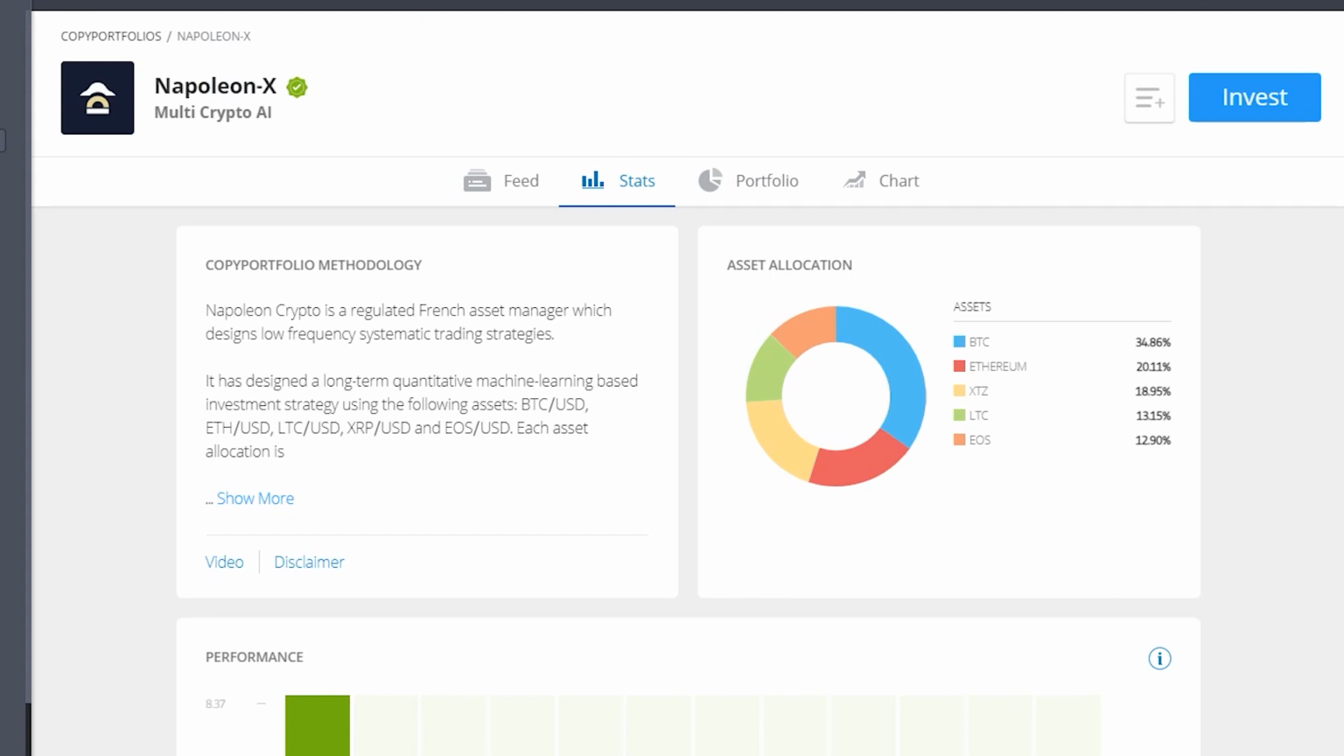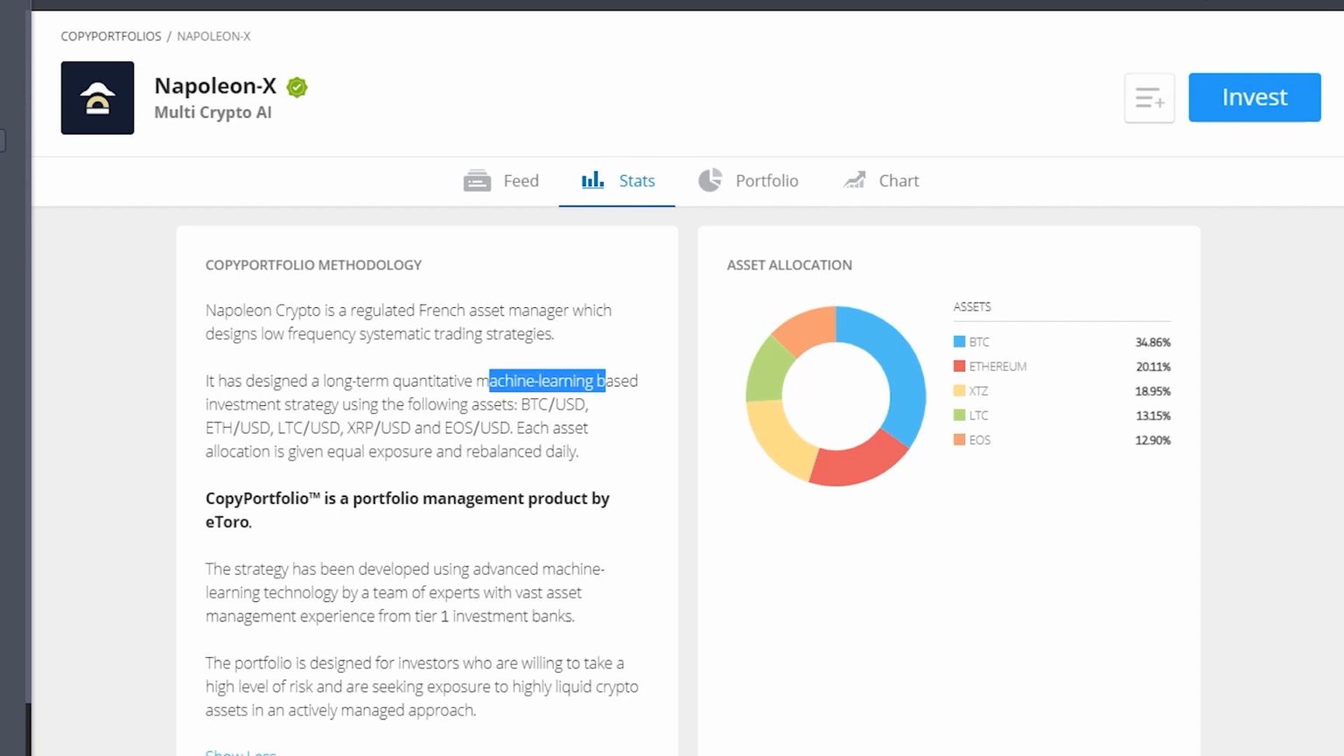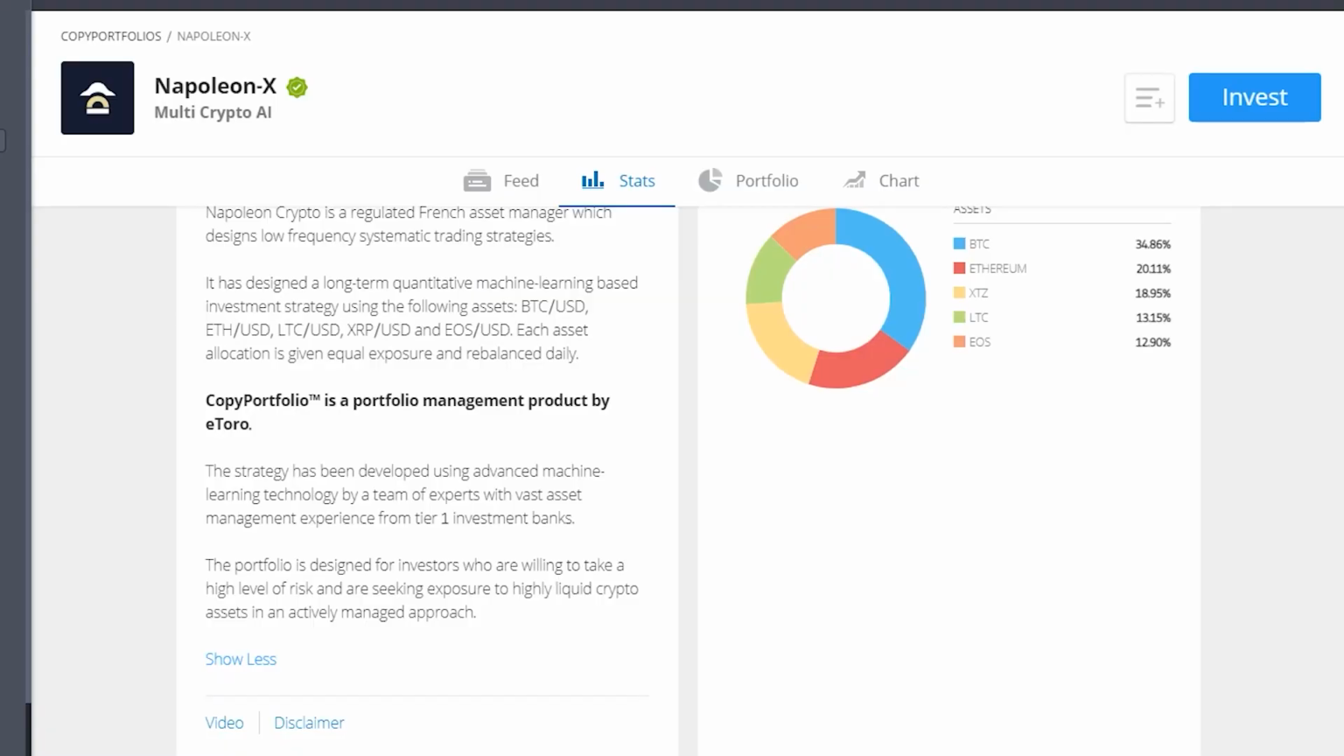Napoleon X, multi-crypto AI. Napoleon Crypto is a regulated French asset manager which designs low-frequency systematic trading strategies. Machine learning-based investment strategy using the following assets. Each asset is given equal exposure and rebalanced daily. Because if one outperforms the other, I'm sure the asset allocation would favor it. So if it's rebalanced, everything will be equal percentage, and they do that daily. CopyPortfolio is a portfolio management product by eToro.